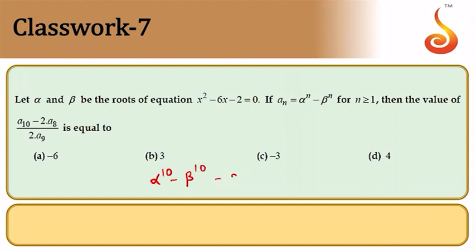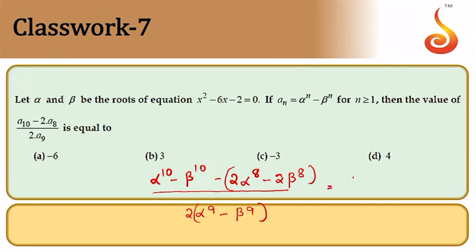Example 7. Alpha, beta are roots of the equation. Beautiful problem. a n is alpha to the power n minus beta to the power n. Given the value of a10, a10 means alpha to the power 10 minus beta to the power 10 minus 2 alpha to the power 8 minus 2 beta to the power 8, divided by 2 times alpha to the power 9 minus beta to the power 9.